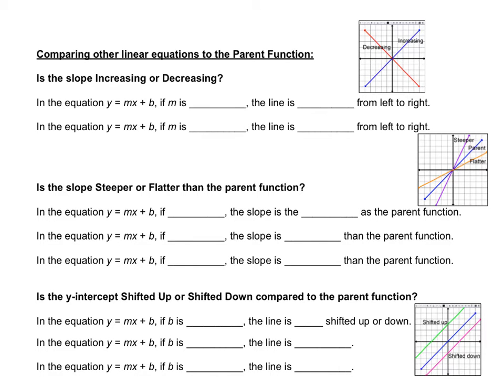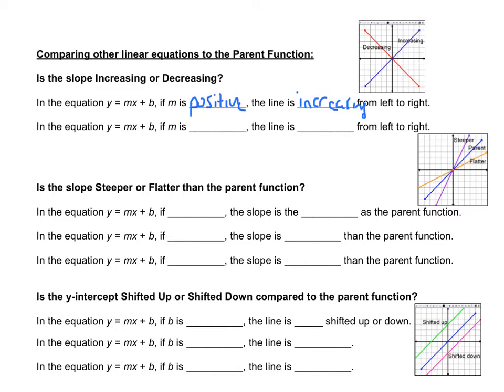Alright, so the first thing that we will look at is we are going to compare equations to the parent function. We want to look at, is the slope increasing or decreasing? So in the equation, this is the parent function, y equals x or y equals mx plus b. If m, that's the slope, is positive, then the line is increasing. And you can see over on to the right here, that this is an increasing line. So this is a positive line where the slope is positive, so the line is increasing.